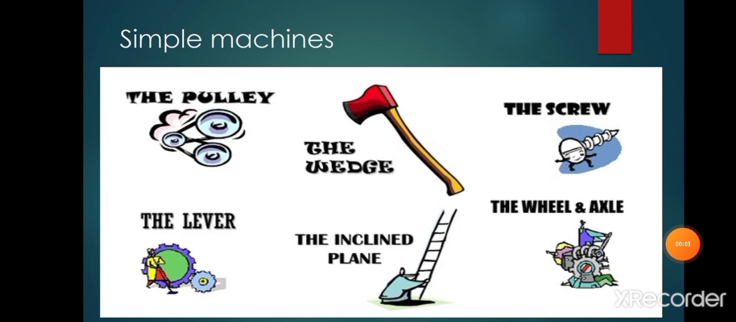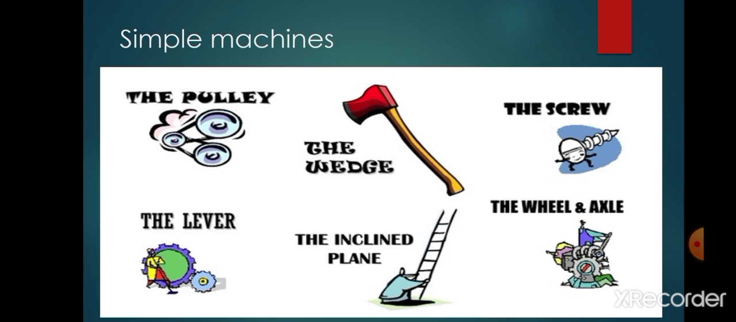Our next topic is simple machines. Now, what are machines? Machines are tools which are used to make our work easy. They help us to do our work fast. They help us to do work with less effort. That is, when we use machines, it helps us in such ways. Our work can be done fast, and with less effort we can do our work.